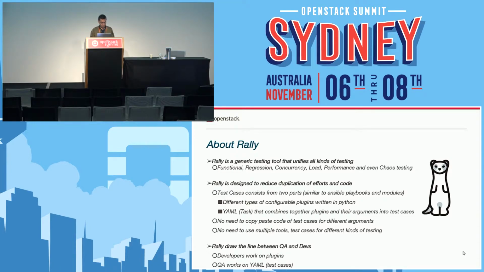Relay is a generic testing tool that unifies all kinds of testing. It could be used for functional, regression, concurrency, load, performance, and even chaos testing. And Relay is designed to reduce duplication of efforts and code.